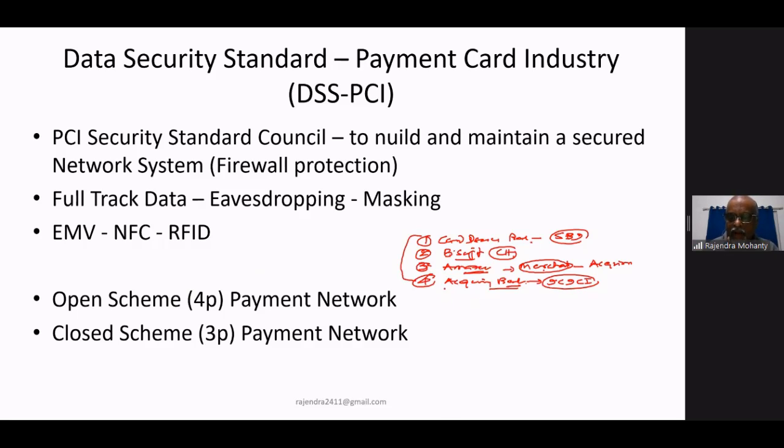Now Biswajit's card issuing bank and Amazon's acquiring bank might be the same bank. So instead of SBI, ICICI Bank has issued the card, and ICICI Bank is also the banker of the merchant. So now instead of four parties, there are three parties involved. In this case, this is called a closed scheme payment network. Simple thing.